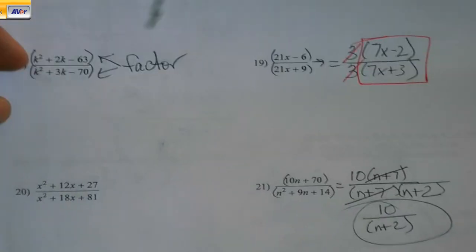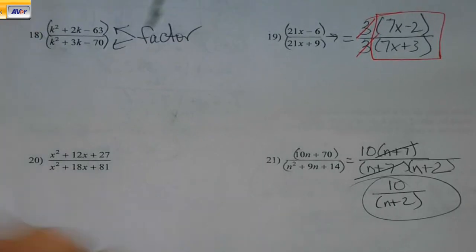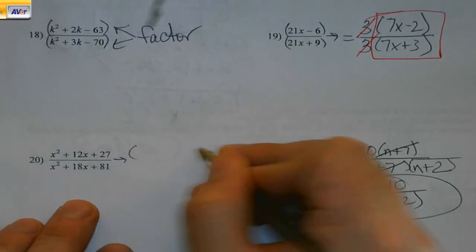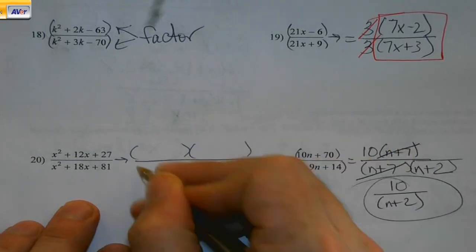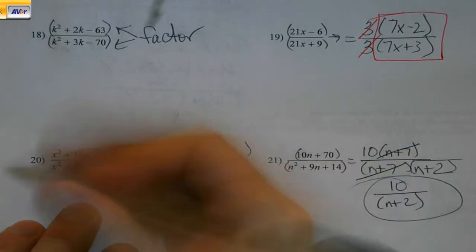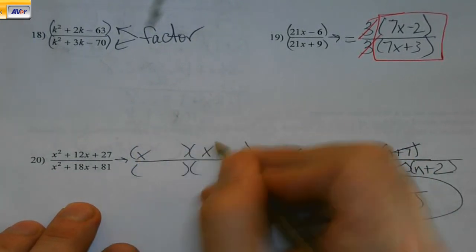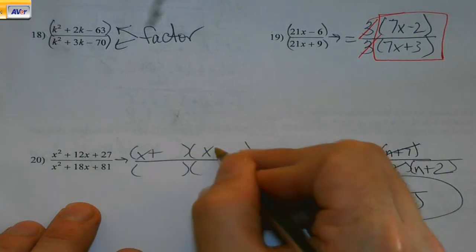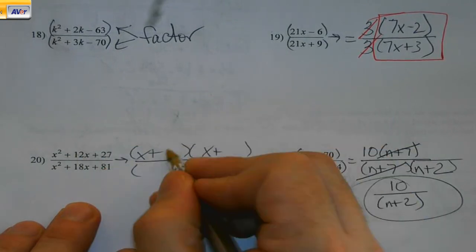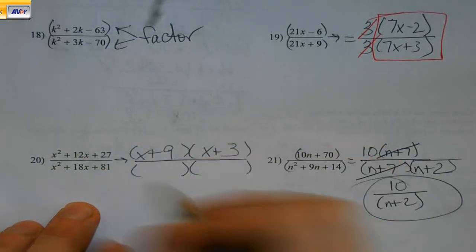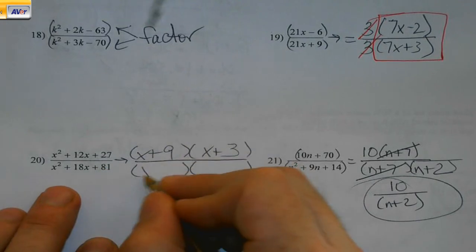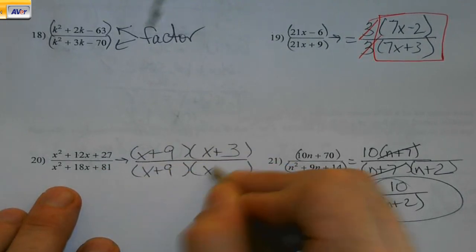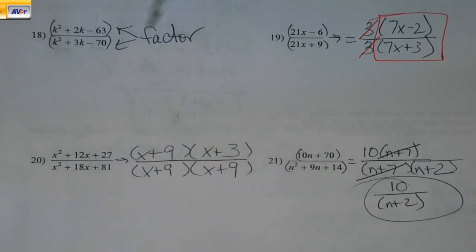Now, number 20 I am going to do, because 20 is a special case. So we're going to factor both of these. And once we do, I see all pluses. Oh, that's always nice. Multiplies to 27, adds to 12. Here, I get the same set of parentheses for both, because 9 times 9 is 81, and 9 plus 9 is 18.